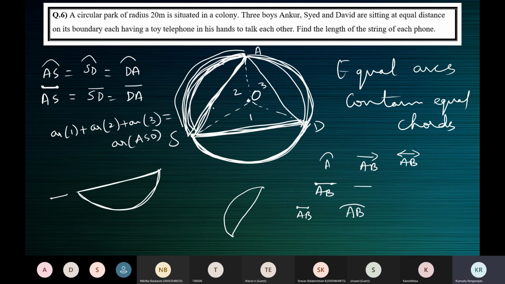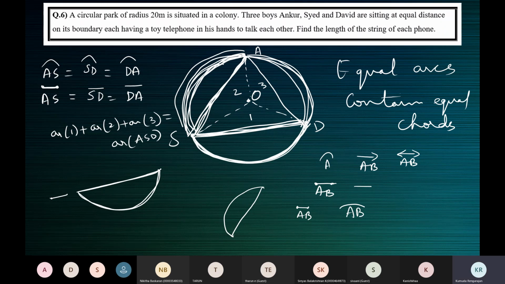So what are we doing? We're trying to find the length of the string of each phone. And we know that the strings are of the same length because ASD is an equilateral triangle. So we have to find the length of the string, and we're going to find that using this equation. Area of triangle 1 plus area of triangle 2 plus area of triangle 3 is equal to the area of the whole triangle ASD. Now, how do we find the area of a triangle? We're going to use this equation to find the length of the string each boy has.